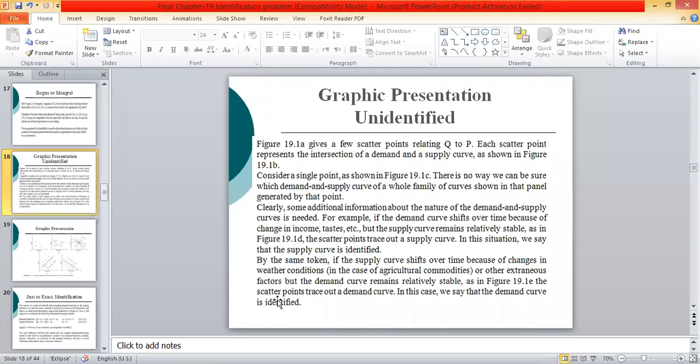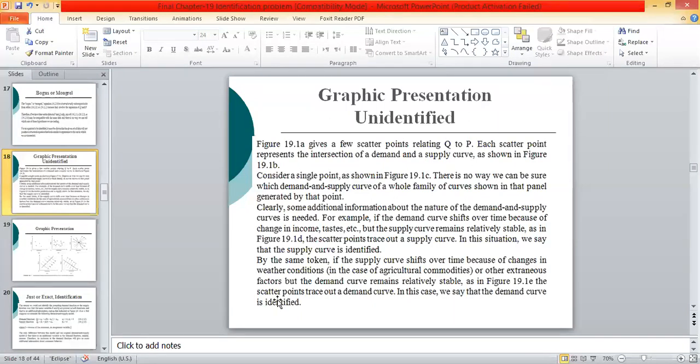So this is the way we can identify the demand curve or supply curve using graphic interpretations. The basic crux is that both the demand function and the supply function are consistent with the same data set. So both are unidentified, and if you have to identify some of the equations, you require some more information.